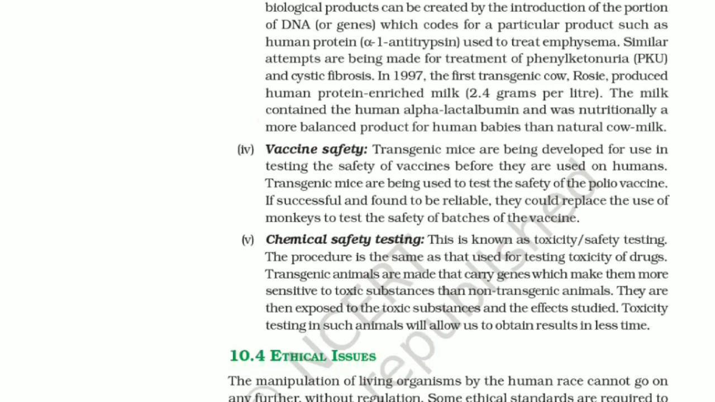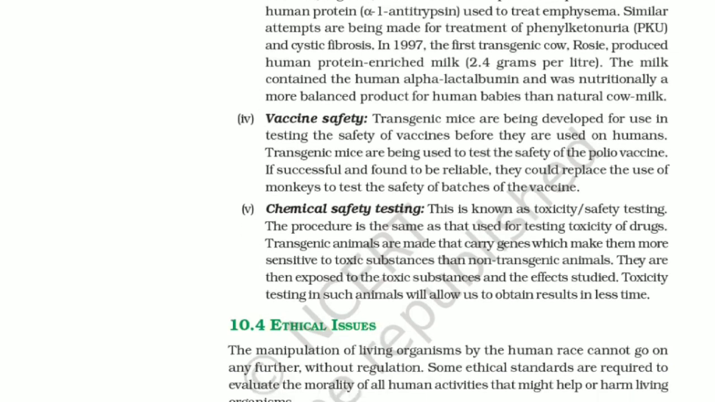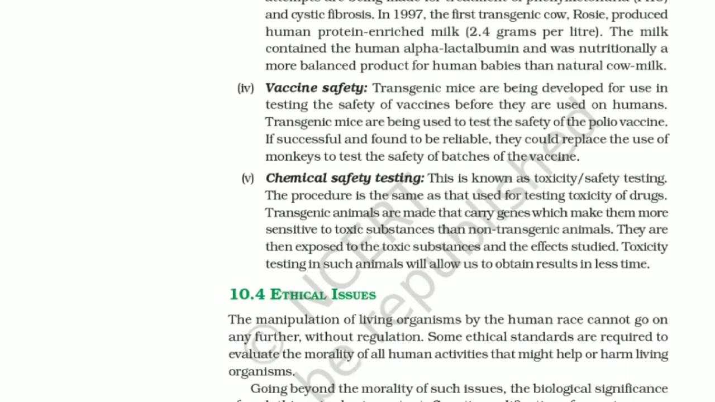In 1997, the first transgenic cow, Rosie, produced human protein-enriched milk. The milk contained the human alpha-lactalbumin and was nutritionally a more balanced product for human babies than natural cow milk.